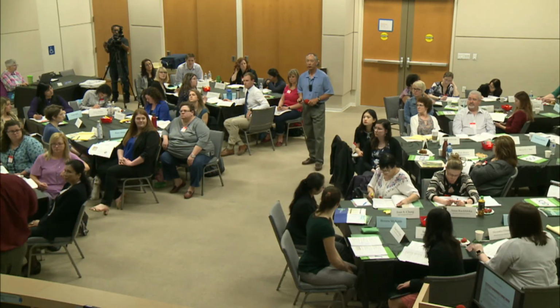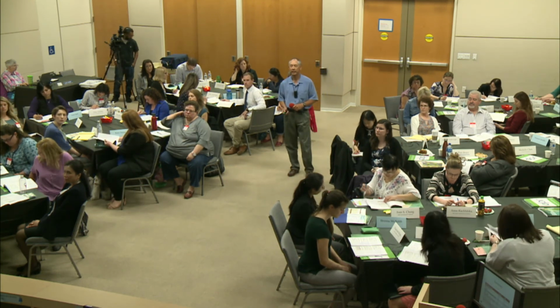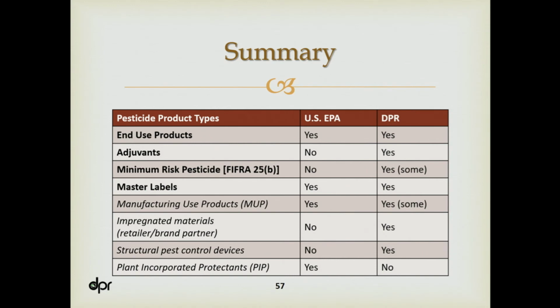And in summary, this is just a quick table up here, just to compare between US EPA and DPR. Probably one of the biggest things is right down here, structural pest control devices and impregnated materials. We're talking about like shirts, REI. We do look at those.